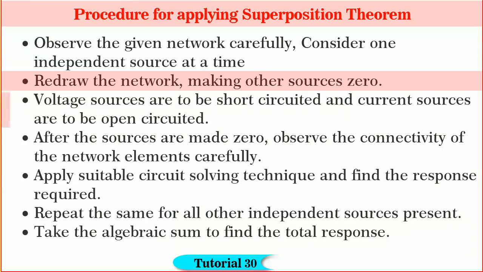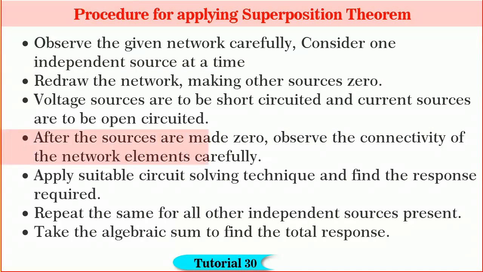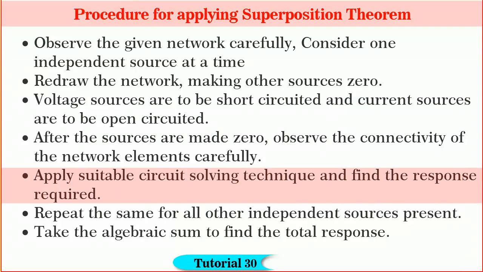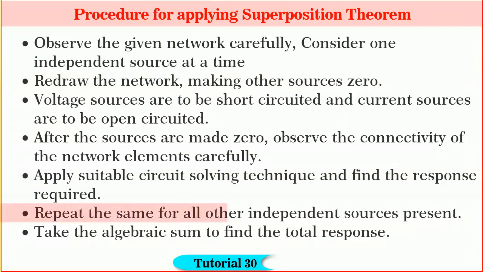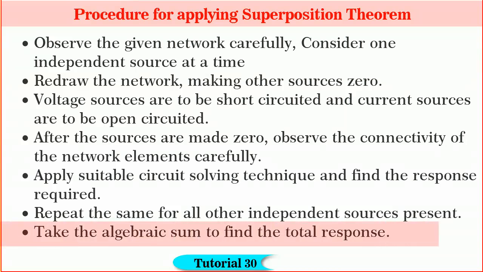You know that voltage sources are to be short circuited and the current sources are to be open circuited to make them 0. Friends, after the sources are made 0, observe the changes in the connectivity of the network elements carefully and then apply a suitable circuit solving technique and find the response required. Repeat the procedure for all other independent sources, taking one at a time. Finally, take the algebraic sum of the responses to find the total response.